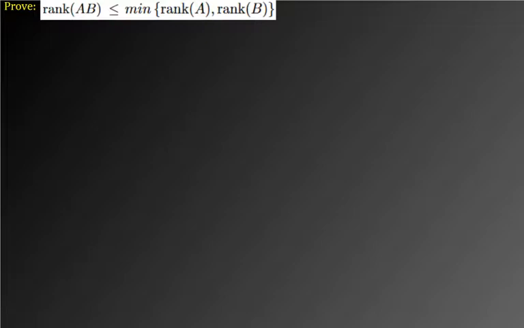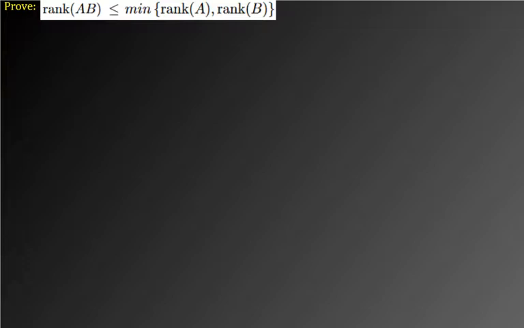Okay, so just one more. I want to prove that the rank of the product AB is less than or equal to the minimum of the rank of A, comma, the rank of B. So whichever one is smaller here, I'm saying the rank of this thing is less than or equal to that one, whichever one is smaller.